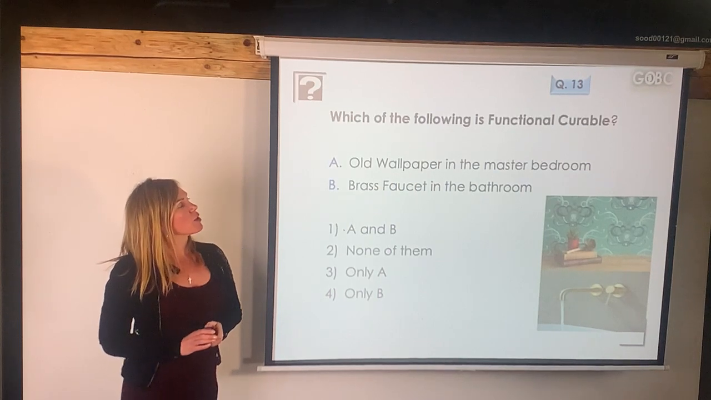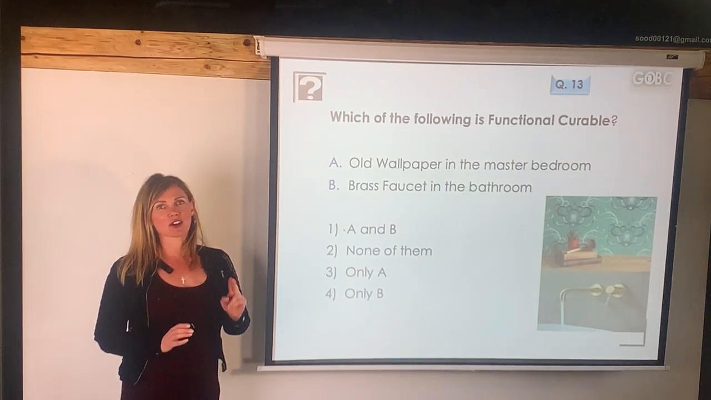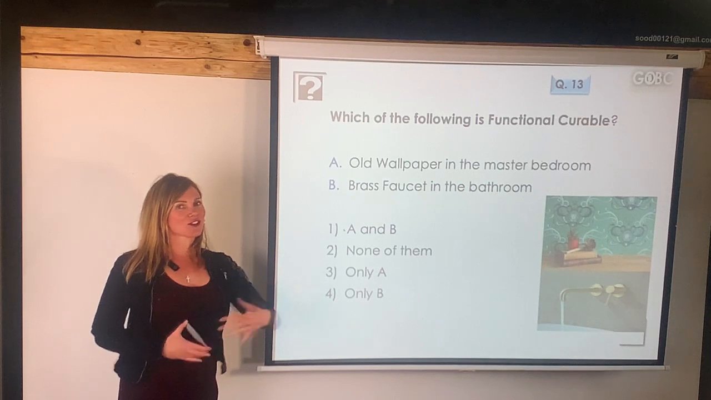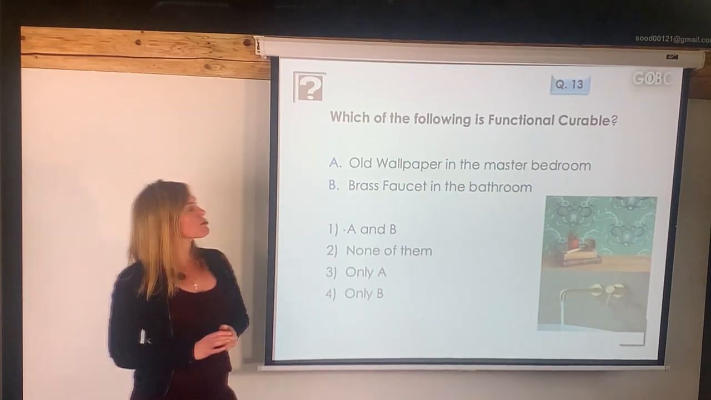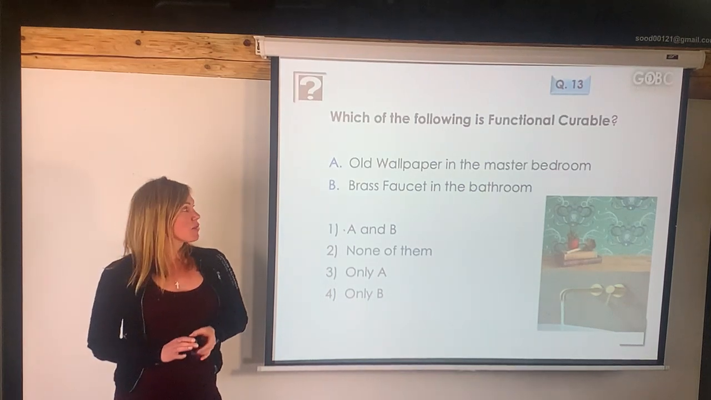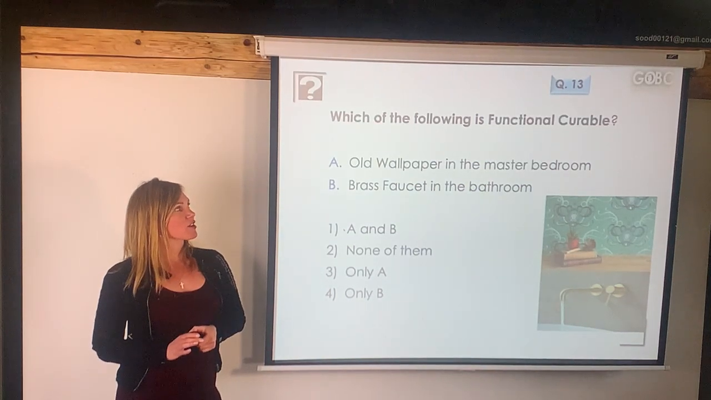Okay, how about this one? Which of the following is functional and curable? So they're looking for functional and curable, something that works, and it has nothing to do with the structure of the building, right? Option A is old wallpaper in the master bedroom, and B is a brass faucet in the bathroom. A brass faucet makes sense. That's definitely functional and it's definitely curable, right?